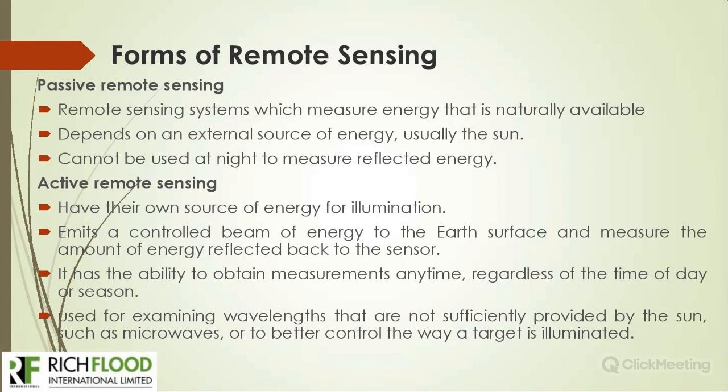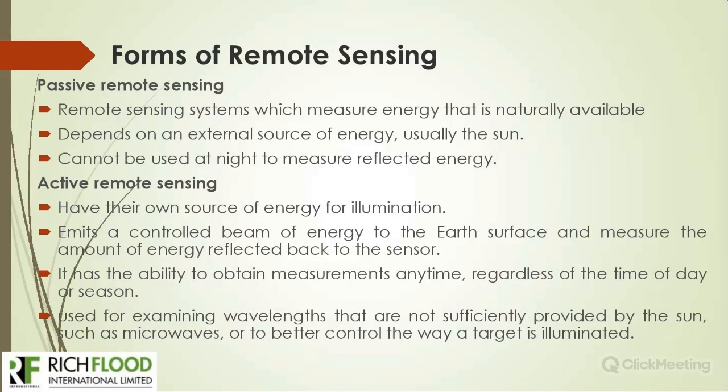It is naturally available everywhere, depending on the duration or time of the day. So the passive remote sensing actually measures energy that is naturally available, and it also depends on an external source of energy, which is usually the sun. So without the sun, a passive remote sensing system cannot function in any way, and it cannot be used at night to measure reflected energy. As we have said earlier, this system depends on the external source of energy, which is the sun, for it to actually work.